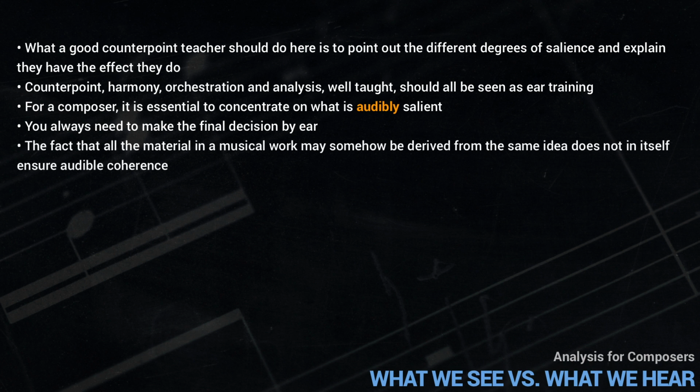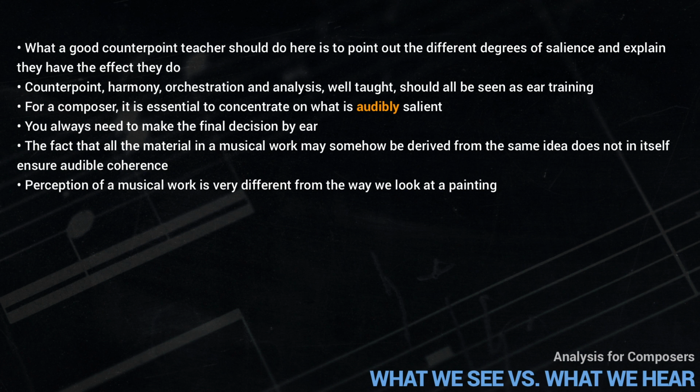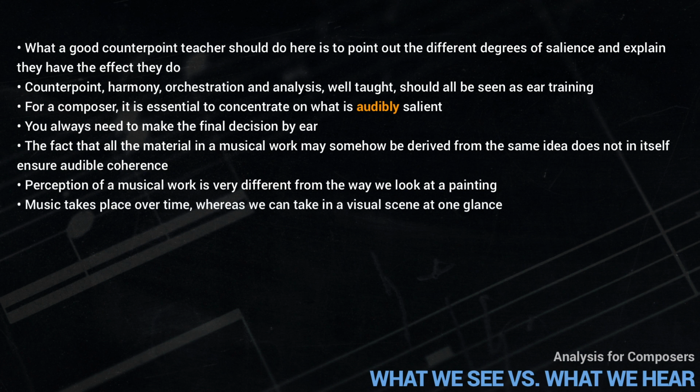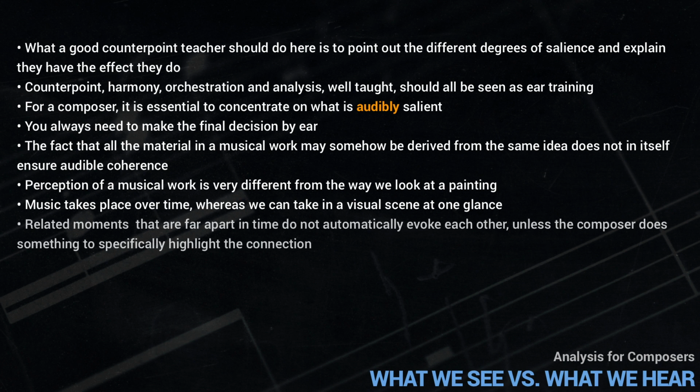Similarly, the fact that all the material in a musical work may somehow be derived from the same idea does not in itself ensure audible coherence. Our perception of a musical work is very different from the way we look at a painting. Music takes place over time, whereas we can take in a visual scene at one glance. This means that, all other things being equal, related moments that are far apart in time do not automatically evoke each other, unless the composer does something specifically to highlight the connection. If the composer does not somehow underline the old idea when it comes back, the listener will simply not notice.